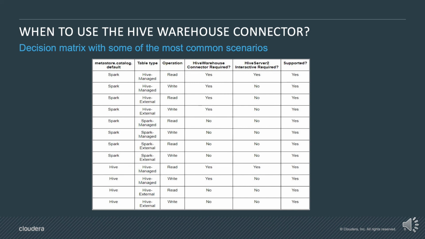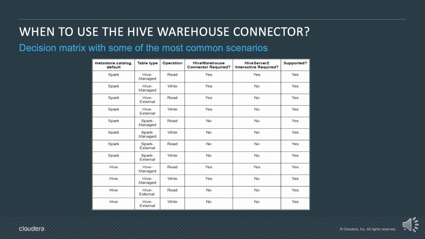If the metastore.catalog.default property is set to Spark and we wanted to access a Hive external table to perform a write operation, then we would be requiring the Hive Warehouse Connector, but we don't really need the LLAP service to be on. This is because the Hive Warehouse Connector library internally uses the Hive streaming API and load data Hive commands to write the data.